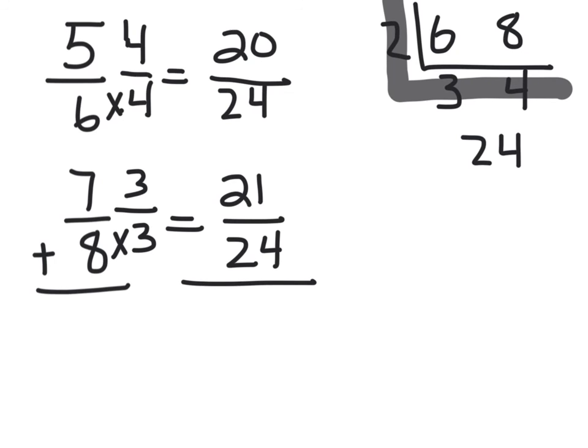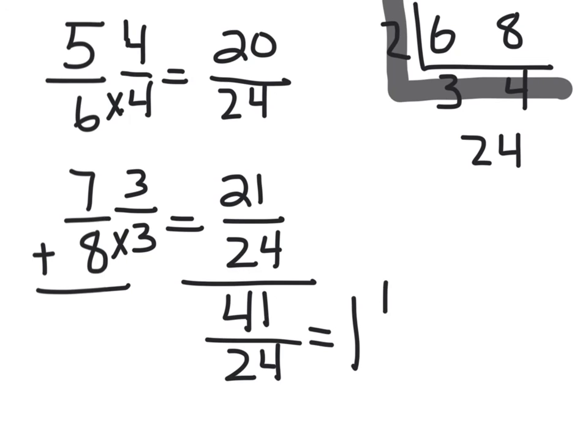Now I'm going to add how many pieces I have. I have 20 pieces on top, 21 pieces on the bottom. So I have 41 pieces, and those pieces are 24ths. If I choose to express that number as a mixed fraction, 24 goes into 41 one time. I have 17 pieces left over, and those pieces are 24ths.